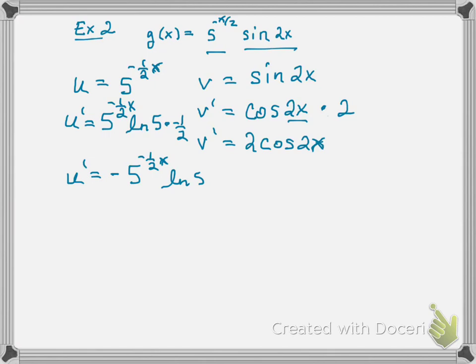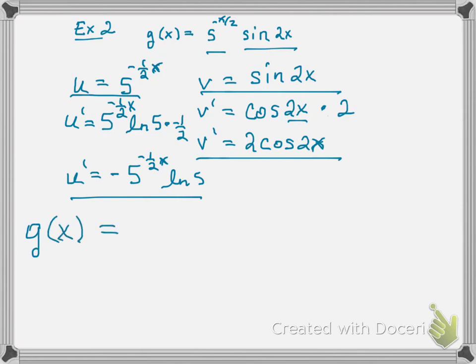So this is what I'm using for u prime, this is what I'm using for v prime. Here's my u, here's my v. Alright, so I first of all need to do u prime v. So I'm going to take u prime times v plus v prime times u. So u prime times v, let's see, this was originally a g of x.